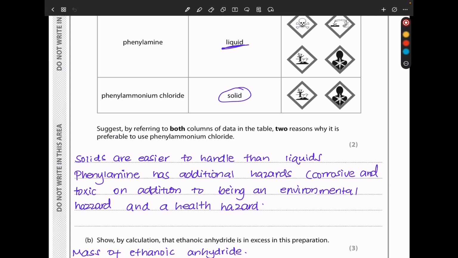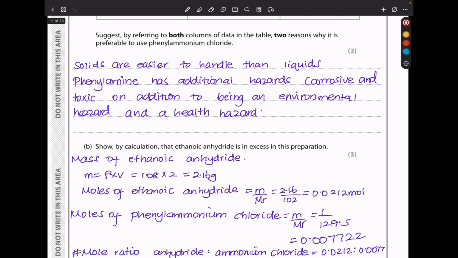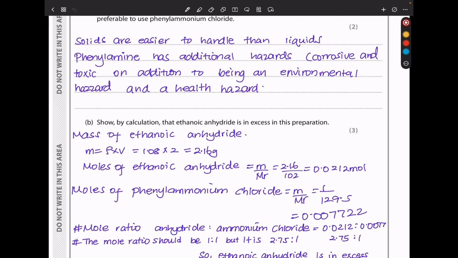The phenyl ammonium chloride is a solid, so it's going to be easier to handle in comparison to the liquid. And then the phenylamine has additional hazards like corrosive and toxic, in addition to being an environmental hazard and a health hazard.